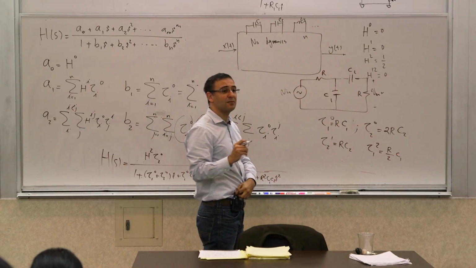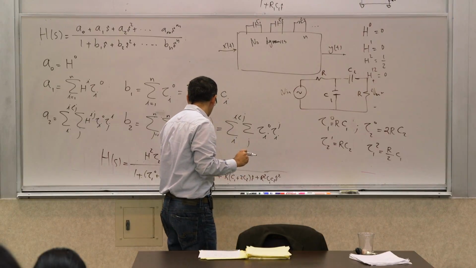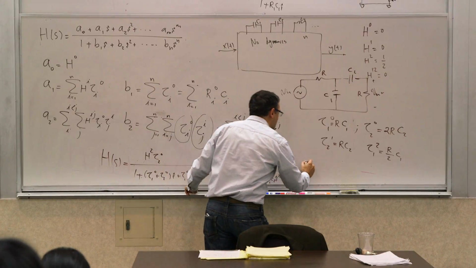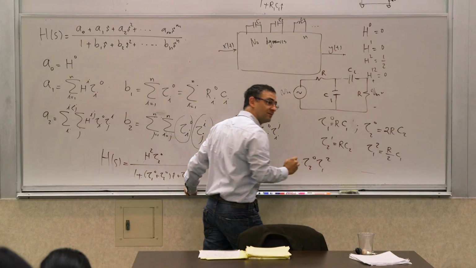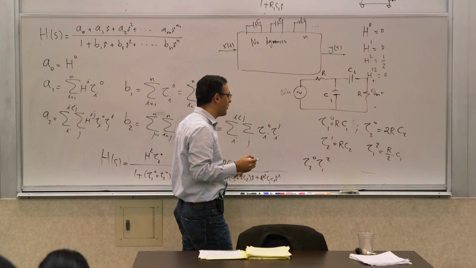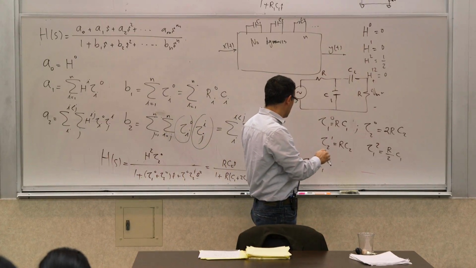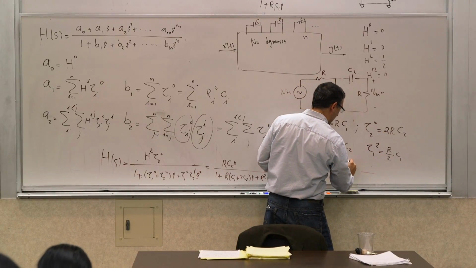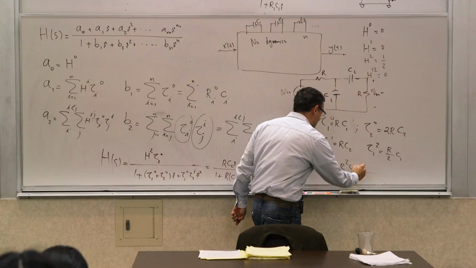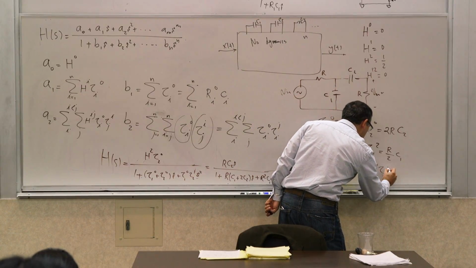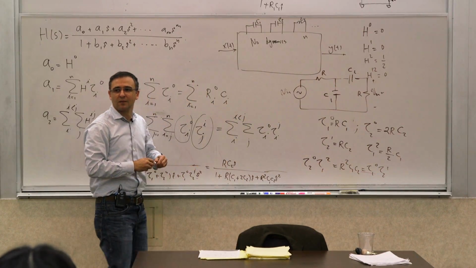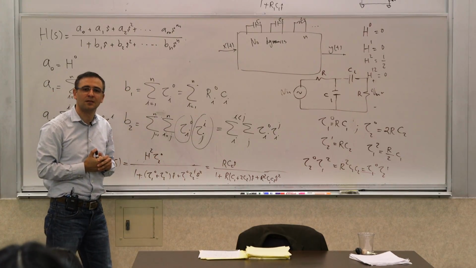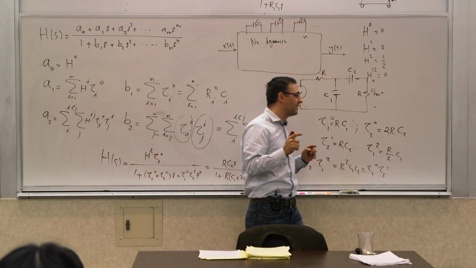Now, if what I said was true, then I should be able to get this term either from tau 1, 0, tau 2, 1, or from tau 2, 0, tau 1, 2. So let's see if the tau 2, 0, tau 1, 2 gives me the same result. So tau 2, 0 is this, tau 1, 2 is this. So the product of these two is also R squared C1, C2, which is equal to tau 1, 0, tau 2, 1. So you could do it either way.